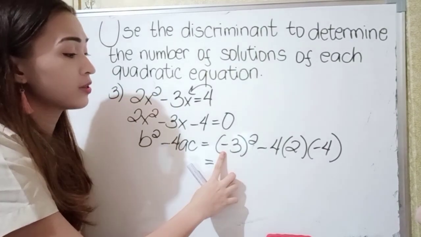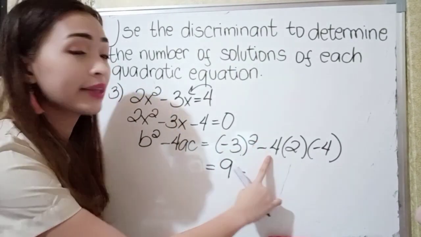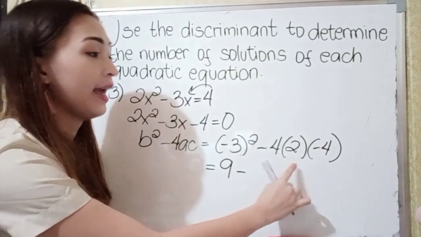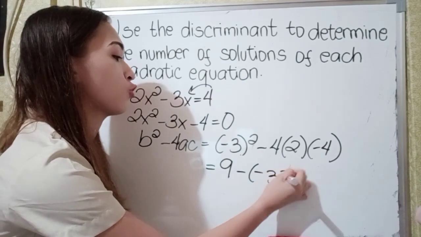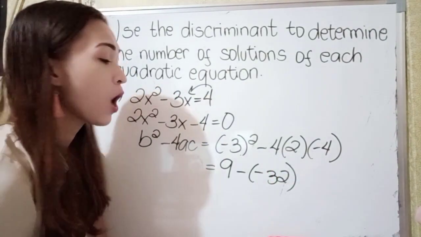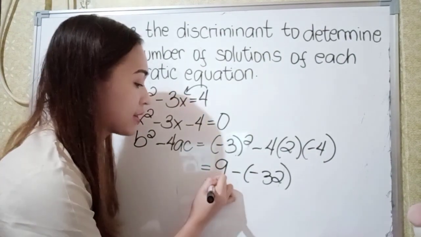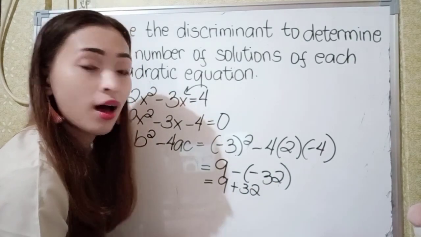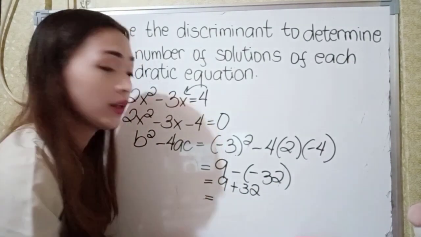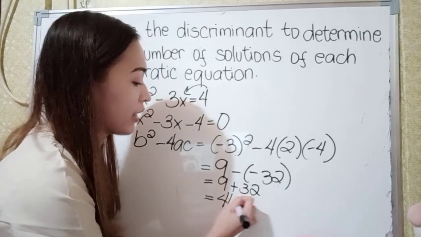Next, negative 3 times negative 3 is 9. Minus 4 times 2 is 8. 8 times negative 4 is negative 32. Since we have both negative, it will become positive. So it will become 9 plus 32. 9 plus 32 is 41.